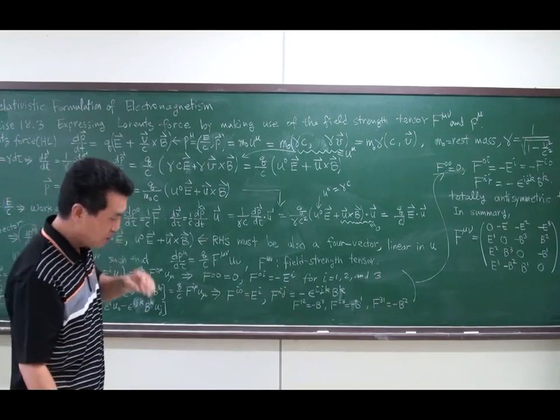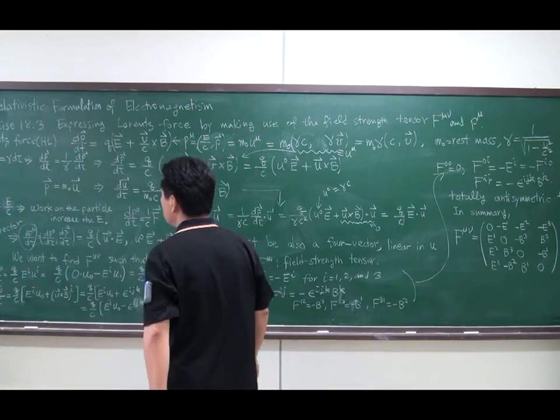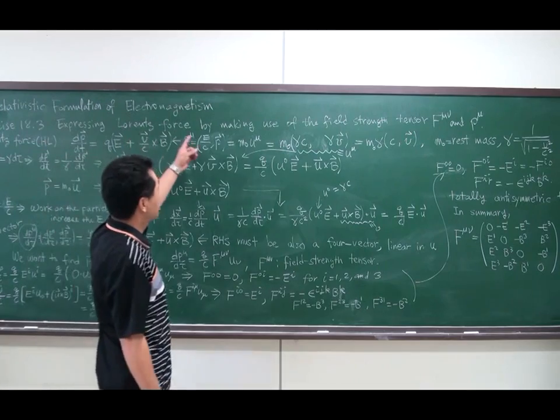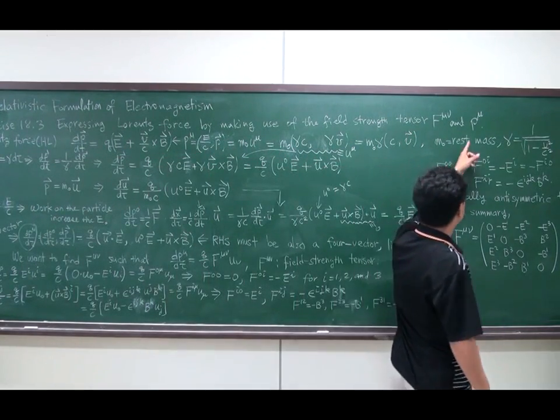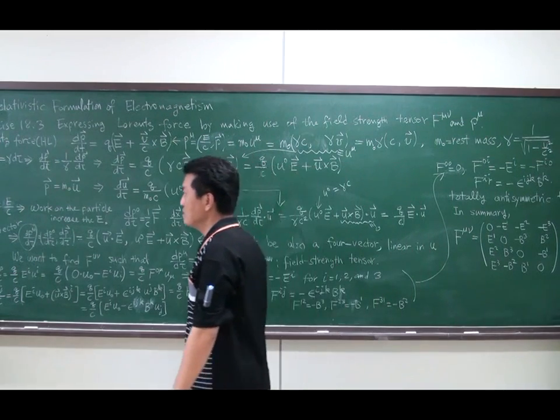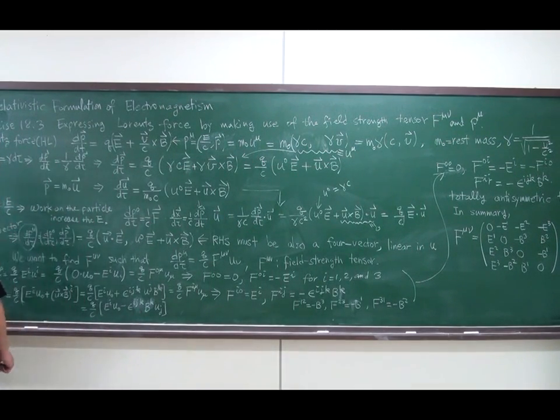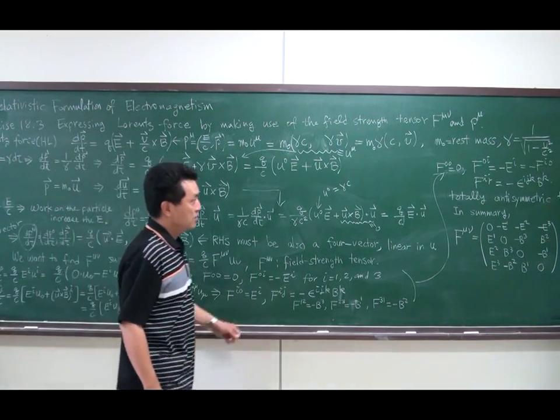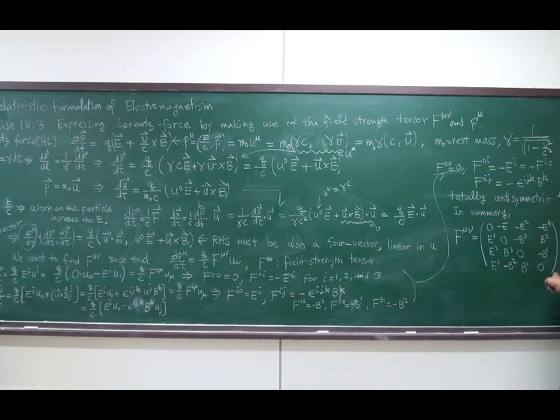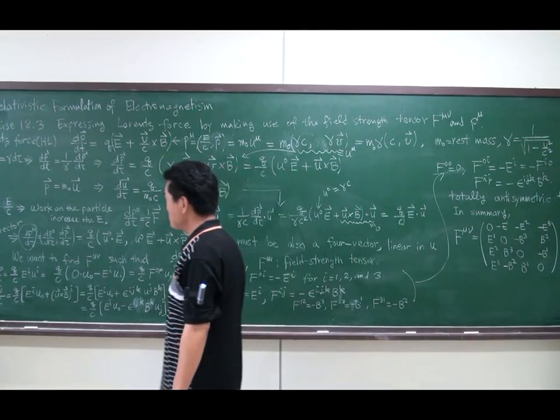Okay, let us go ahead with the exercise 18.3. This problem is to express the Lorentz force by making use of 4-vector P mu and the field strength tensor F mu nu. At the end of the day, we will find F mu nu is a matrix, a 4x4 matrix that looks like this.